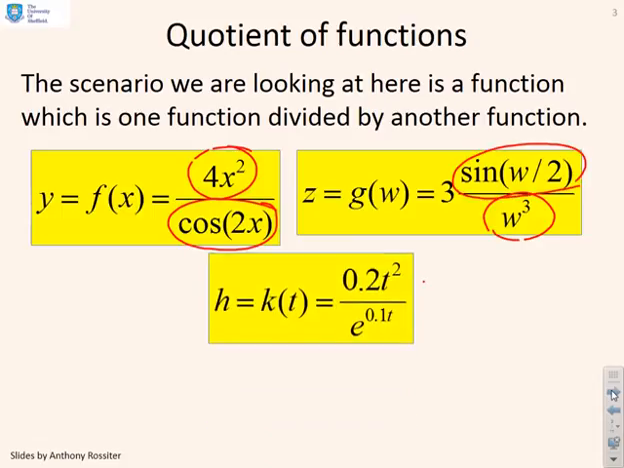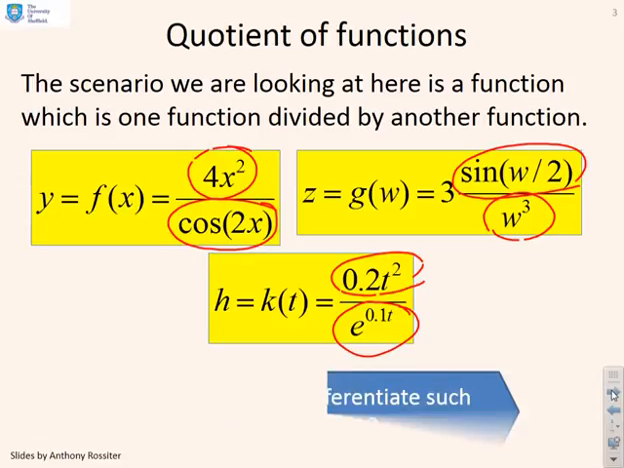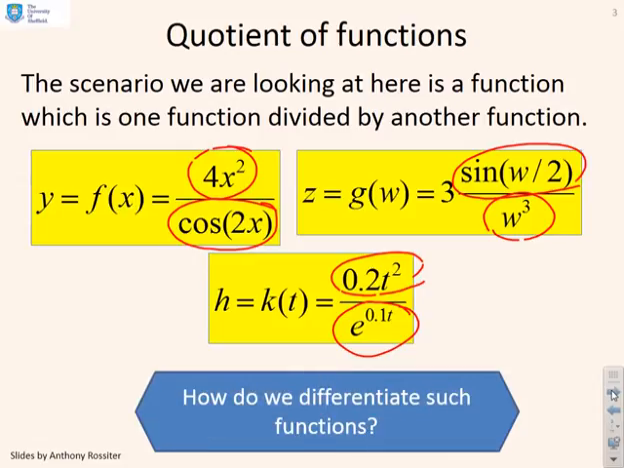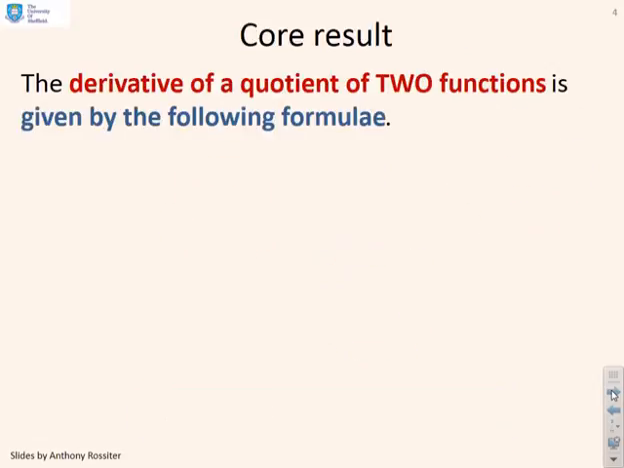And here k of t, we've got 0.2 t squared in the numerator and e to the 0.1 t in the denominator. So the question we want to ask is, how do we differentiate functions of this type, which involve a quotient or a division of two functions?